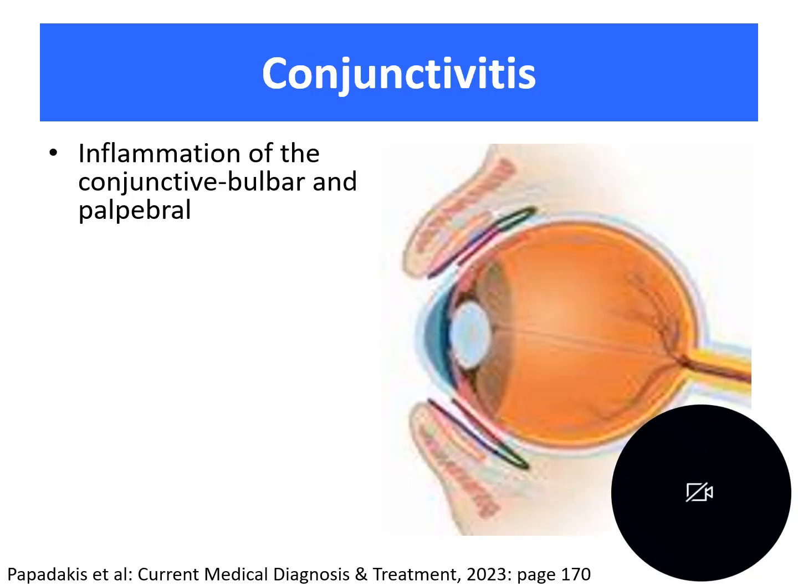Another cause of painful red eye, which is not a red flag situation, is conjunctivitis. Conjunctivitis is the inflammation of the conjunctiva. There are two parts of the conjunctiva. One covers the anterior portion of the eyeball. This is called the bulbar conjunctiva. The other part is underneath the inside of the upper and lower eyelids. It's one continuous layer of cells, and you would find inflammation of both the bulbar and the palpebral conjunctiva.